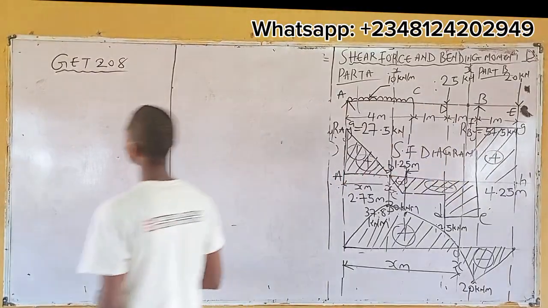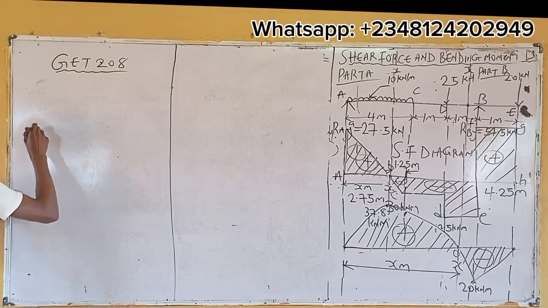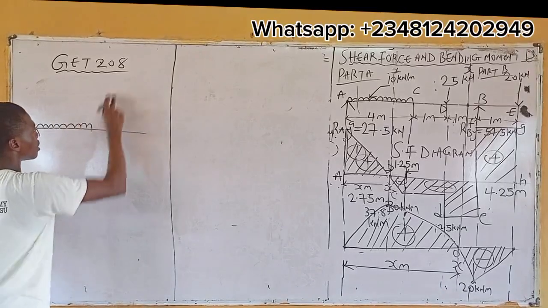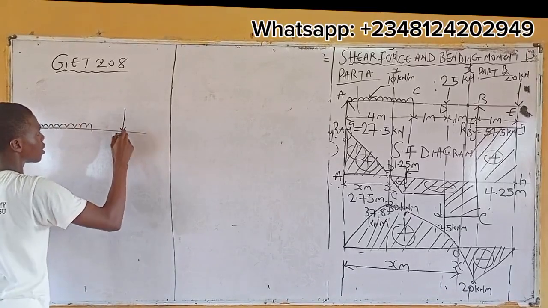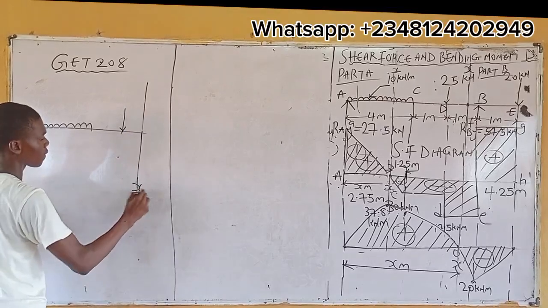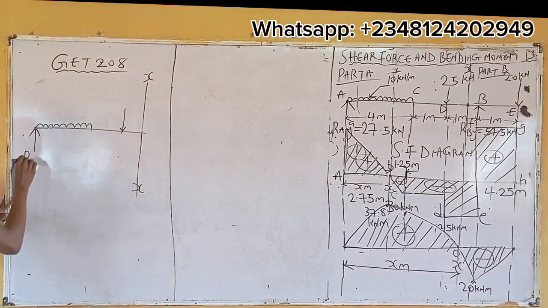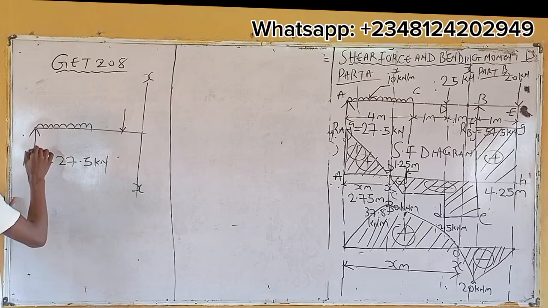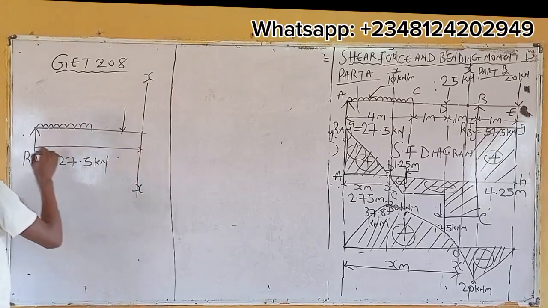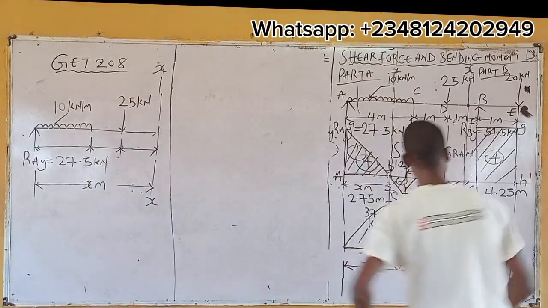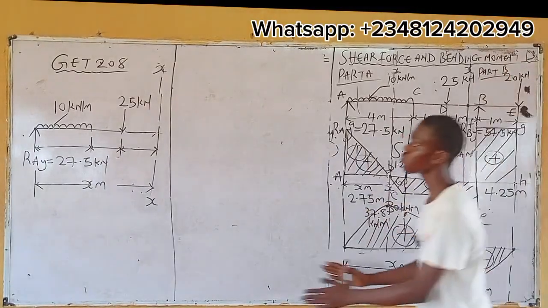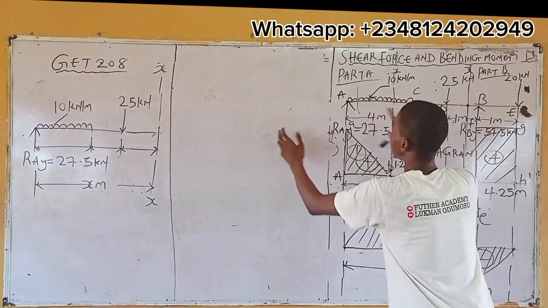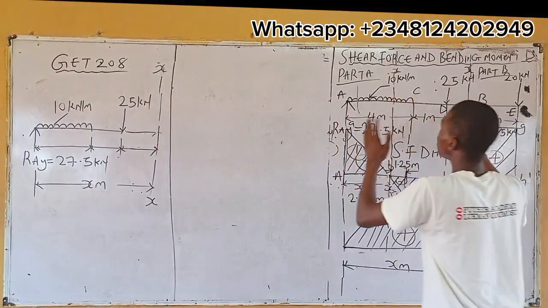So by doing that, it becomes what? This is my beam. So this is my diagram. After sectioning out, I'm left with part A. Let's say this is segment A, this is segment B. You are left with segment B.